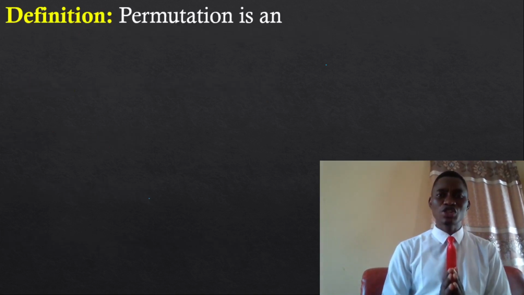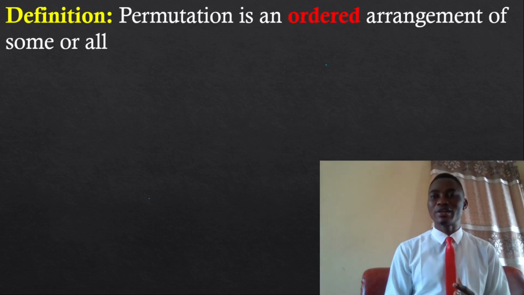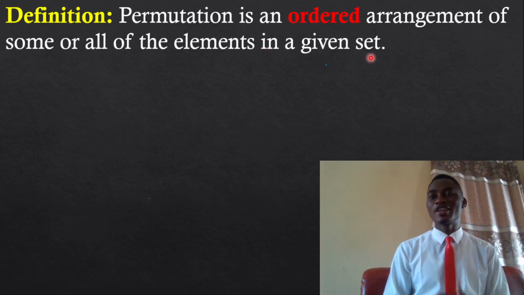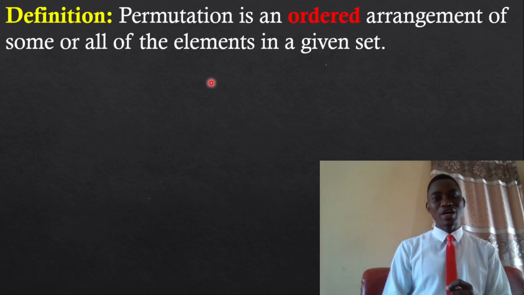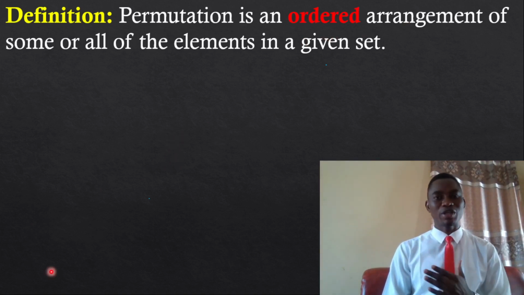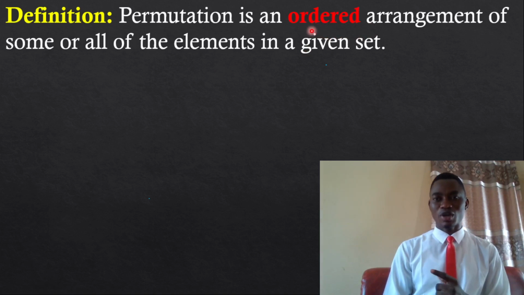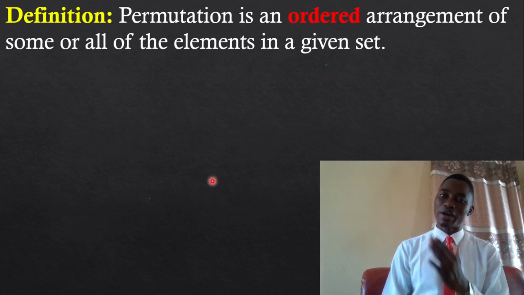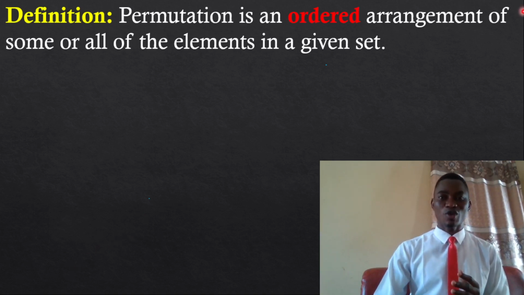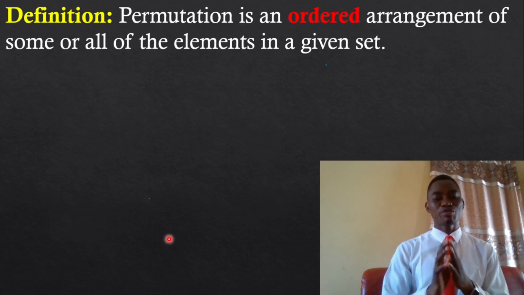Permutation is an ordered arrangement of some or all of the elements in a given set. Emphasis on ordered arrangement. Permutation is arrangement, but it is an ordered arrangement. So don't forget that. Take note of this. It's a kind of arrangement in which the order matters. So let's take an example.